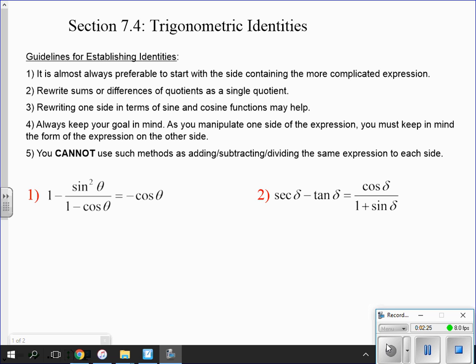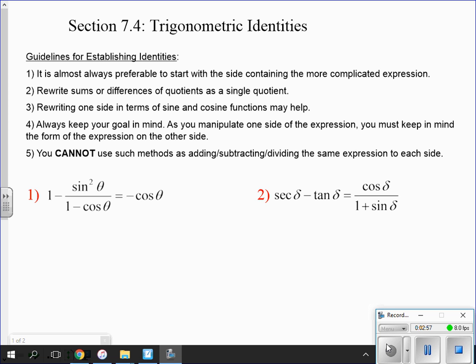And the last part is the only absolute hard and fast rule when you're working trig identities. All the rest of them are just very strong suggestions. The only hard and fast rule is the last one. You cannot use such methods as adding, subtracting, multiplying, or dividing the same expression to each side. You do not solve this like an equation. Do not add 2 to both sides to solve for x. You don't do that here.